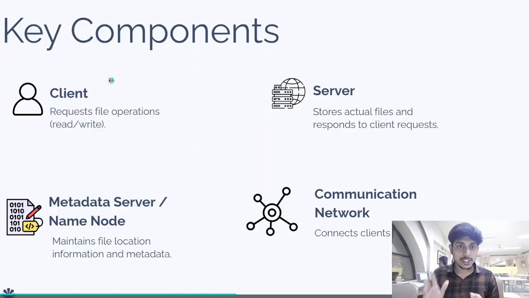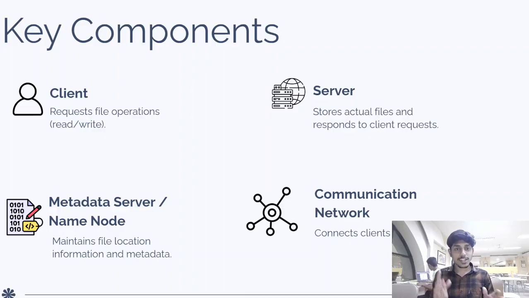All right. So, in the last part, Jitesh talked about what a DFS is and what its goals are, like transparency, reliability, and scalability. Now, let's get into how it actually works. What are the moving parts inside? That brings us to our next slide, which is about key components. As we can see, there are four components: client, server, metadata server, and communication network. These are the four main parts.